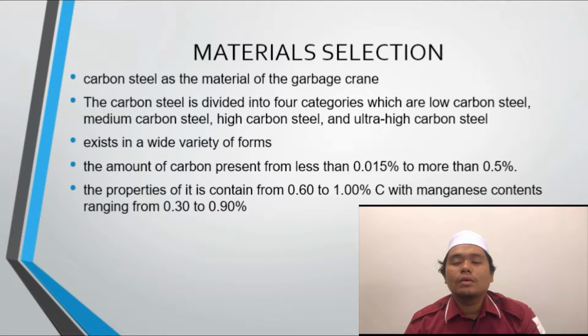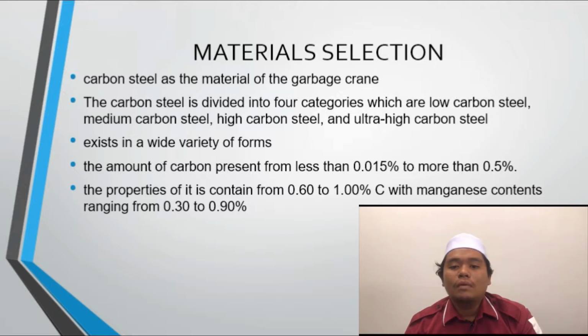My name is Ahmad Khuzairil Asyraf bin Yusof. I will present about the material. The material selection for the garbage crane must fulfill the characteristics of the crane, which are strong, high strength, quick and safe. The best material to manufacture a crane is steel. Steel is an alloy of iron and a small amount of carbon. In this project we choose carbon steel as the material of the garbage crane. Carbon steel exists in a wide variety of forms. The most important factor in determining the properties of carbon steel is the amount of carbon present, which ranges from less than 0.015% to more than 0.5%.